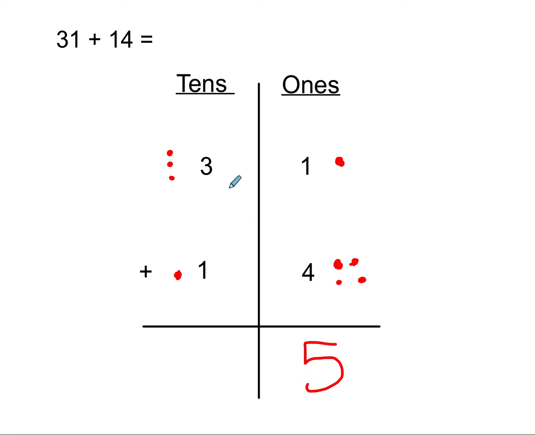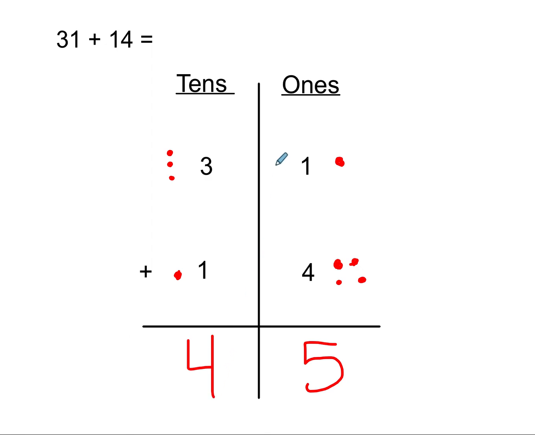Now we can add up our numbers in the tens place. We have 1, 2, 3, 4 dots. So what number will I write for our answer in the tens place? I'll write 4.